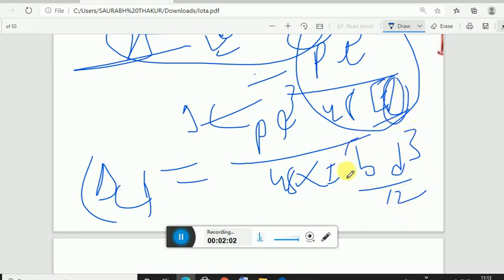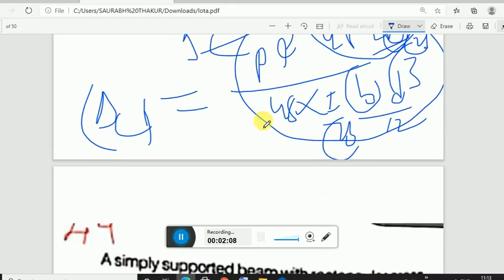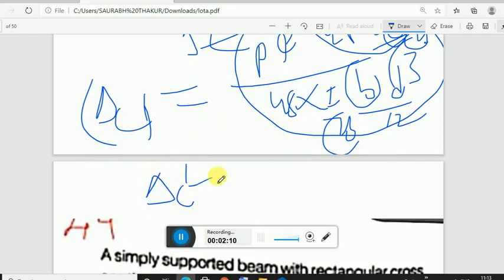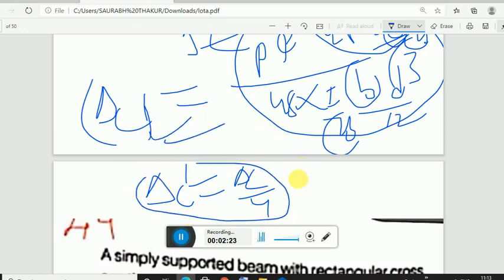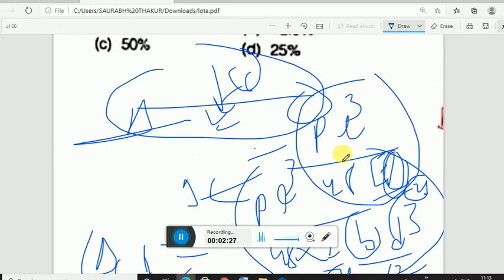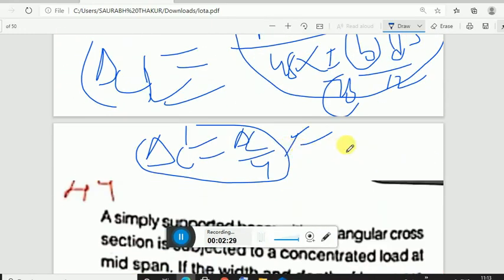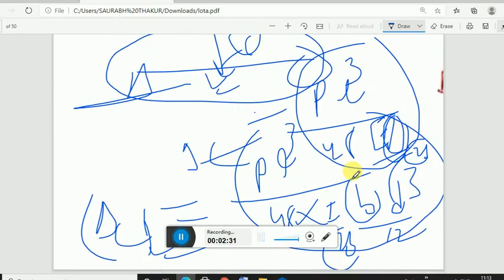What you have to do next? B becomes 2B and D becomes 2D, and you will solve this. When you calculate del C dash, it will have a value like del C by 4. Actually, you just have to calculate and you will get your answer. And then you just have to multiply by 100.